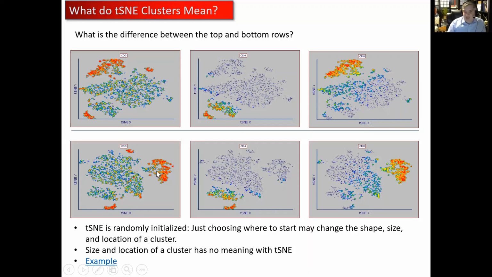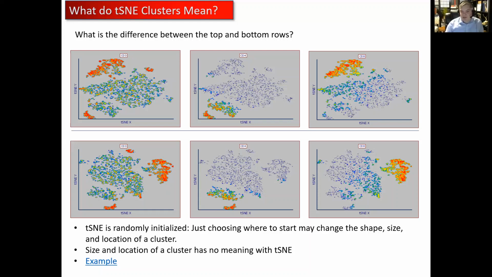But if I came into this plot down here and I set a gate around this t-SNE cluster of CD3 positives, I can tell you, just because I know this data set, it's going to be about the same % positive as this one, where it was randomly initialized a little bit differently. So just choosing where to start can change the shape and the size and the location of a t-SNE cluster.